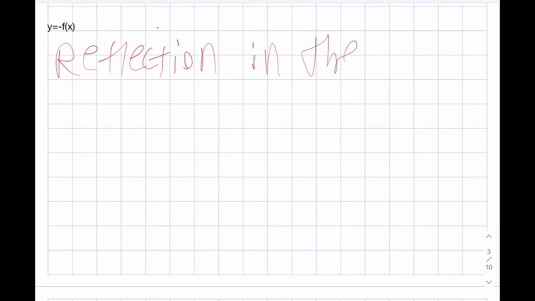Alright, let's look at the last one. y equals minus f of x. This is a reflection in the x-axis.